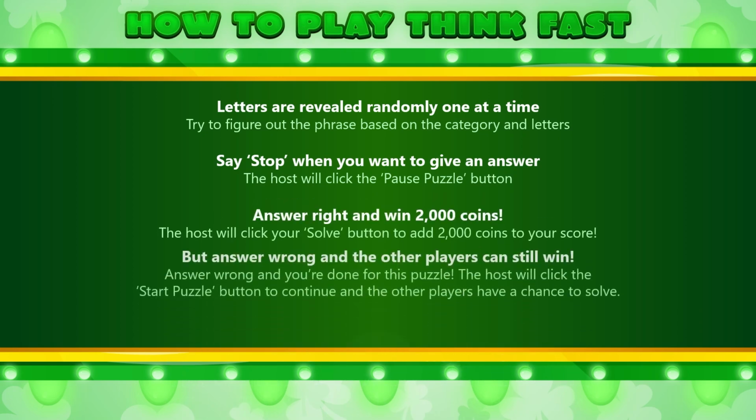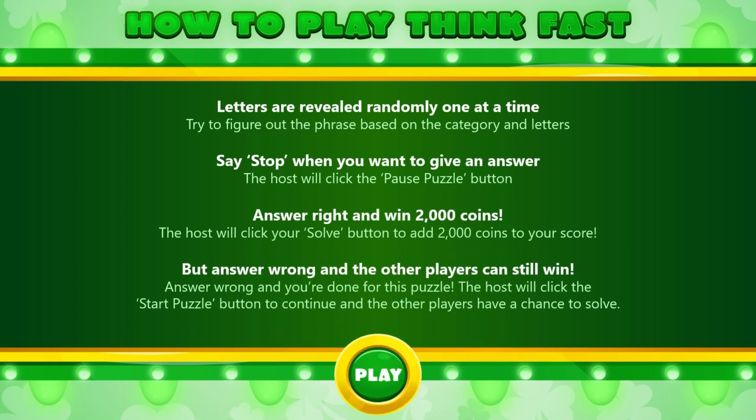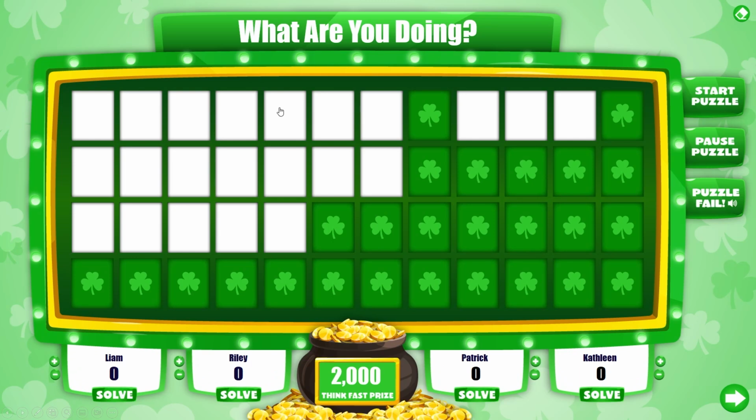If they answer correctly, they will get 2,000 added to their score. If they answer wrong, the game will continue and the other players will have a chance to solve. Once you've gone over the instructions, click Play to begin. You will see the blank letters in the puzzle and the category at the top. Click the Start Puzzle button and the letters will start appearing.